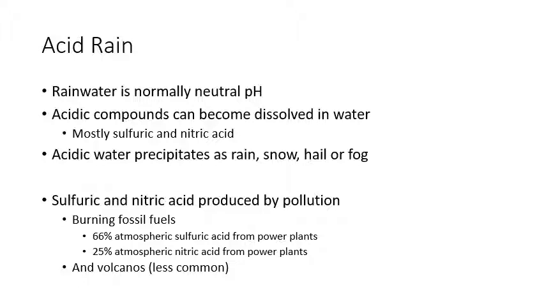So where does the sulfuric and nitric acid come from? Well, it comes from when we burn fossil fuels mostly. About 66% or 2/3 of the sulfuric acid that we get in the air is from power plants, especially coal burning power plants. About 25% of the nitric acid that's in the air is from power plants as well. Also, though, it does come naturally too. If you live near a volcano, a huge volcanic eruption, that's also going to cause there to be some nitrates and sulfates in the air. And the areas around that volcano can have acid rain as well. But most of the acid in the air that we get is from pollution.